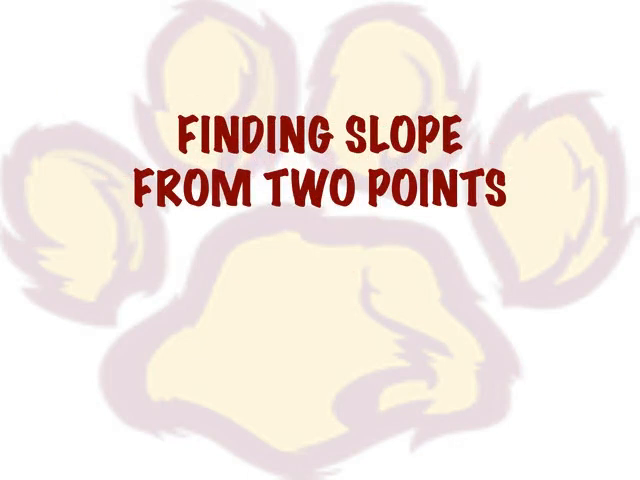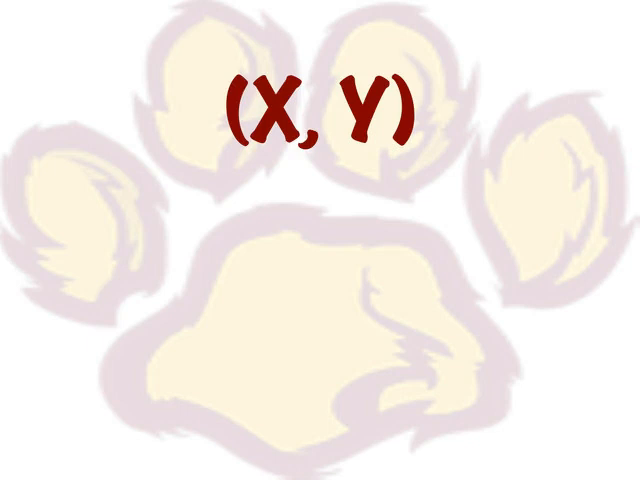What we're going to do is find the slope from 2 points, and we're going to do 3 examples together. First thing that's important to remember is that when you have an ordered pair, the x value comes first and the y value comes second. It's in the same order as the alphabet. Alphabet ends x, y, z, x before y. Same with your ordered pairs, x before y.